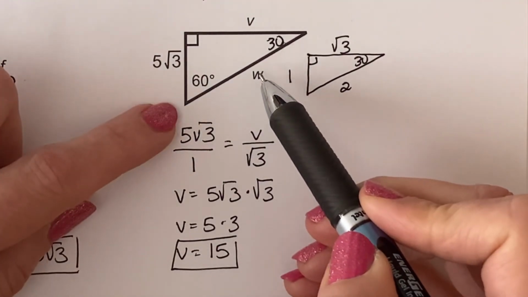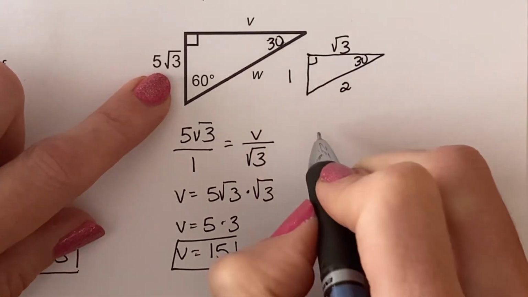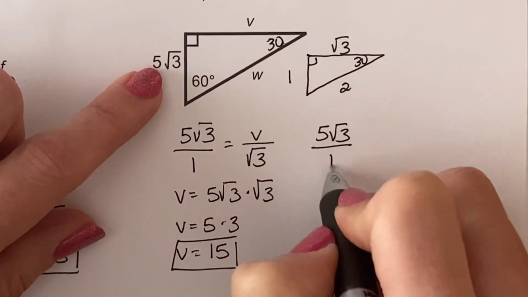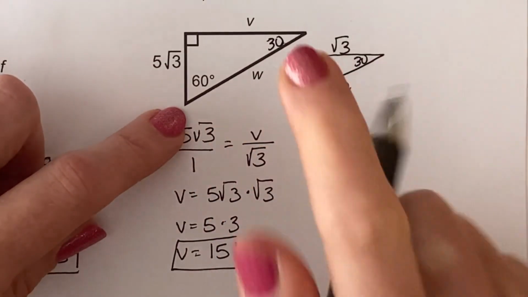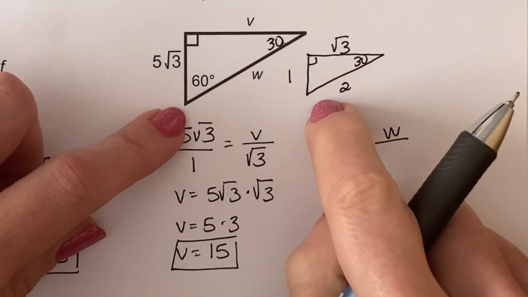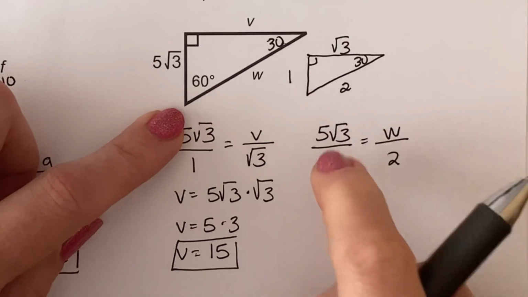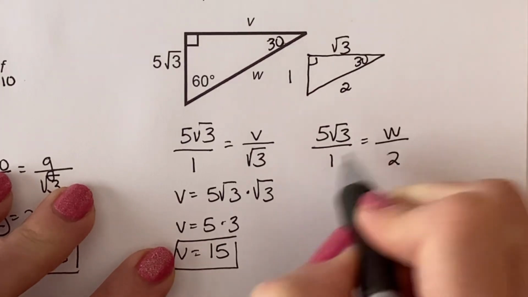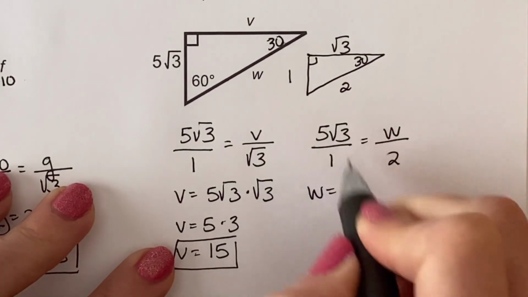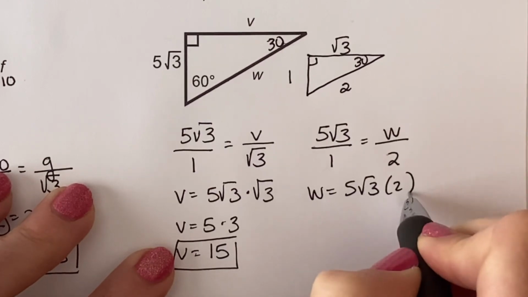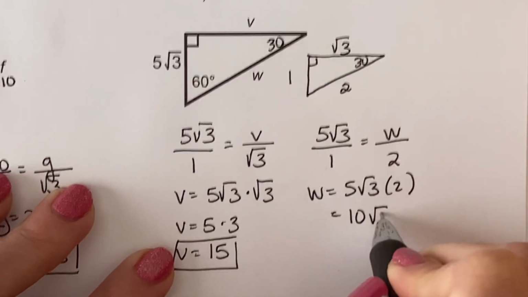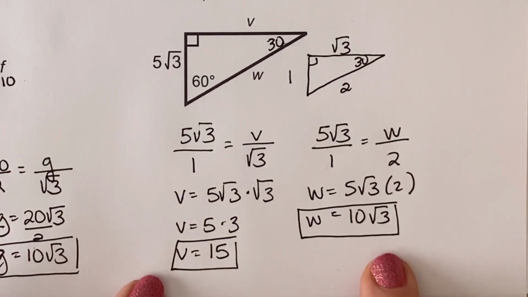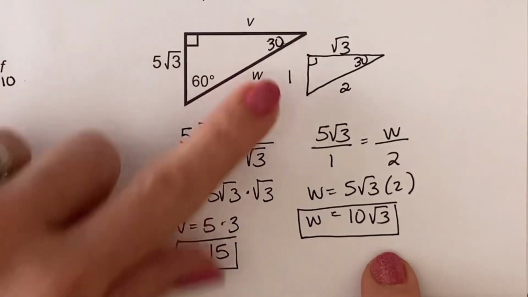Oh, let's do the same thing for our hypotenuse. I'm still going to start with the side that I know, that 5 root 3. So little leg over little leg, 5 root 3 over 1, equals hypotenuse over hypotenuse. Let's cross multiply. W times 1 is W, and 5 root 3 times 2 is just 10 root 3. So W is 10 root 3. And that is how you solve special right triangles using our handy dandy ratio method.